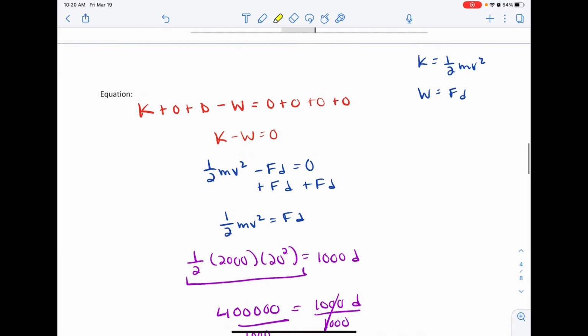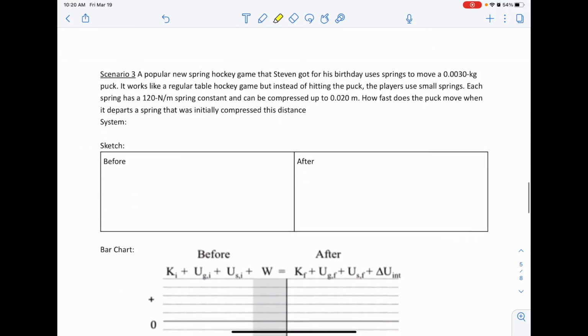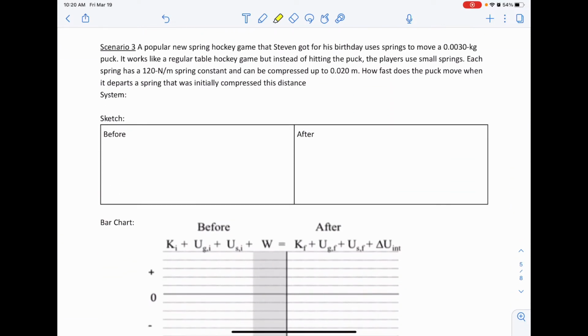All right, we are going to look at one more final scenario here together. Here we have a popular new spring hockey game that Steven got for his birthday, which uses springs to move a 0.0030 kilogram puck. It works like a regular hockey table, but instead of hitting a puck, the players use small springs. Each spring has a 120 Newton per meter spring constant and can be compressed up to 0.02 meters. How fast does the puck move when it departs from a spring that was initially compressed this distance?